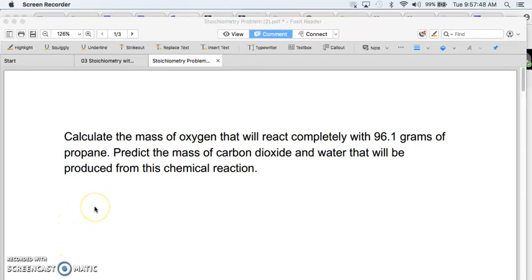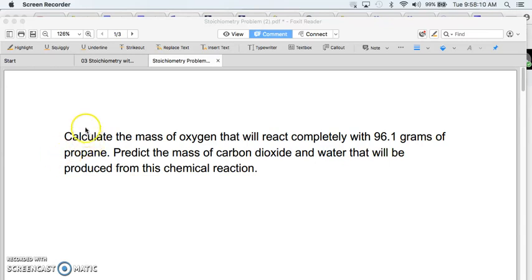Our real first stoichiometry problem in AP Chemistry. So calculate the mass of oxygen that will react completely with 96.1 grams of propane. Predict the mass of carbon dioxide and water that will be produced from this chemical reaction. If you notice, they didn't give us any molecular formulas in this problem. We're going to have to supply those on our own.